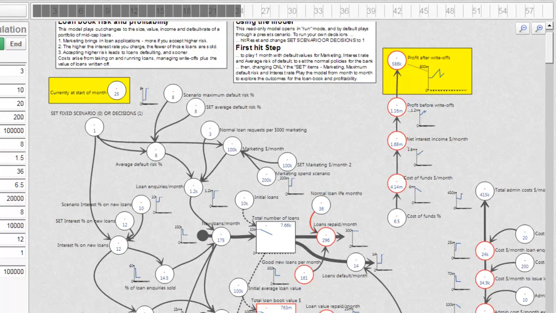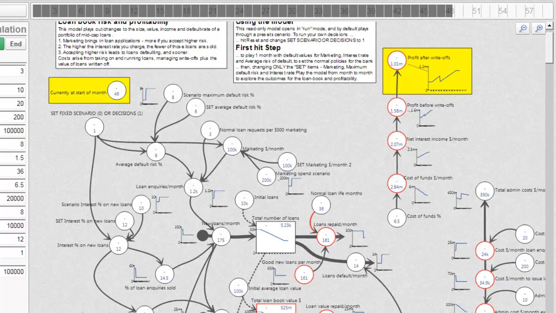Play to the end, when the number of loans, the total value of those loans, the interest income and the profits all stabilise at a new level where all the original low-risk loans have been replaced with higher-risk loans.